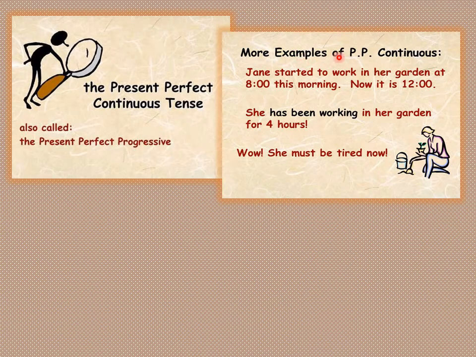More examples of the present perfect continuous. Jane started to work in her garden at 8 o'clock this morning. Now it is 12 o'clock. She has been working in her garden for 4 hours.